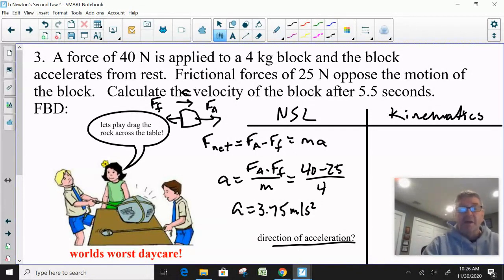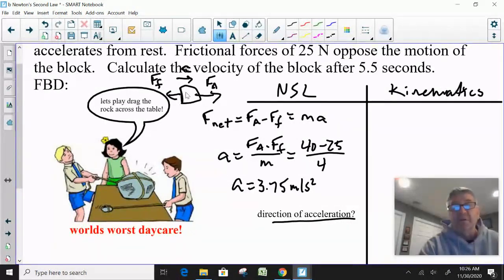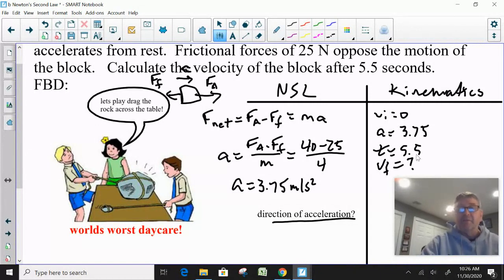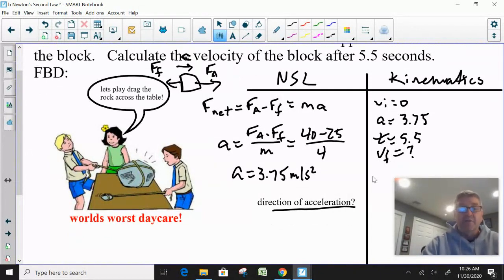Now, we can now use kinematics. It says, calculate the velocity of the block after 5.5 seconds if it starts from rest. So that sounds familiar. You can say VI equals 0. I know my acceleration is 3.75. I know the time is 5.5. And you're looking for VF. So it's straightforward kinematics, plug in numbers, get the value. So now we're going one step further. We're going to use the second law to get the A, and then use the A along with kinematics to solve something else. So again, we're sort of layering. We learned the kinematics, we learned the law, and then we put them together and use them together. And you can go ahead and calculate that.